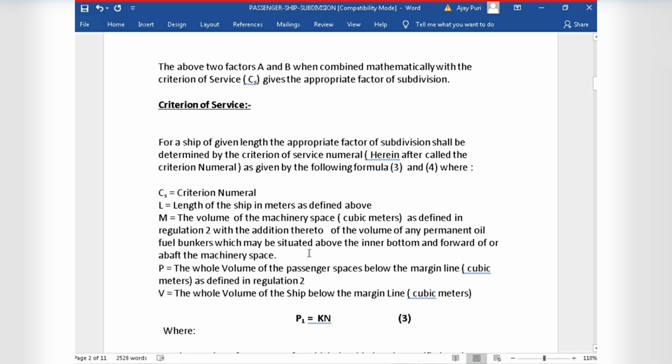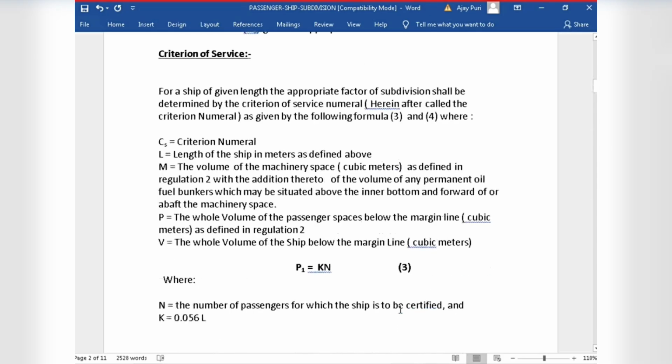That includes the volume of machinery space. P is the volume of passenger spaces below the margin line, and V is the volume of the ship below the margin line. So P is the volume of passenger spaces below the margin line, where V is the whole volume of the ship below the margin line. So P1 is equal to KN, where K is a constant, that is 0.056 L, and N is the number of passengers for which the ship is certified.